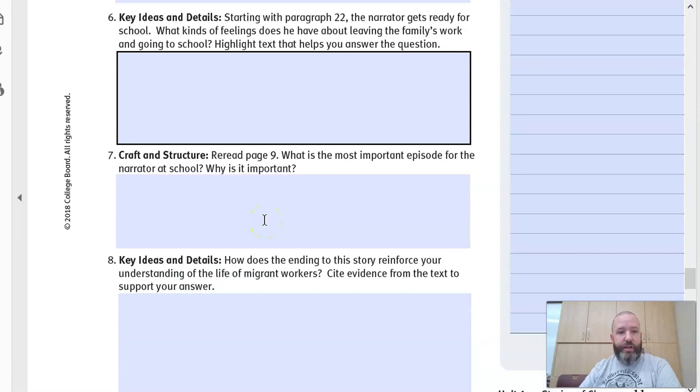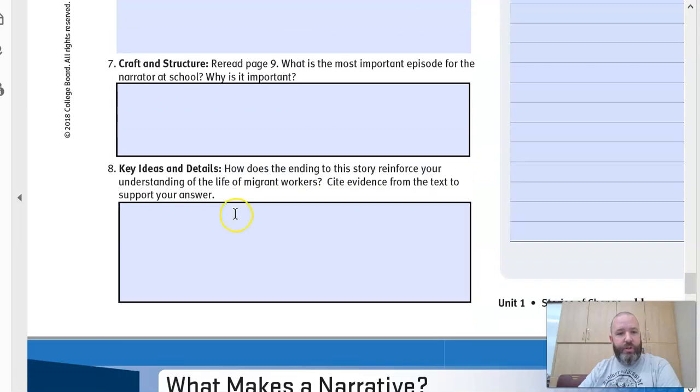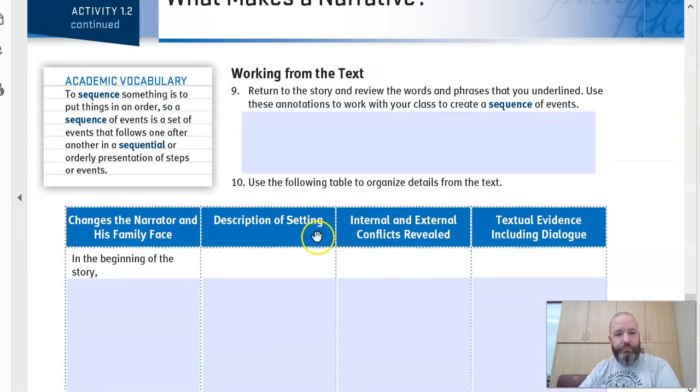Number 7, reread. Highlight the text to help you answer the question. Number 7, craft and structure. Reread page 9. What is the most important episode for the narrator at school? Why is it important? And number 8, how does the ending of this story reinforce your understanding of the life of migrant workers? Cite evidence from the text to support your answer.